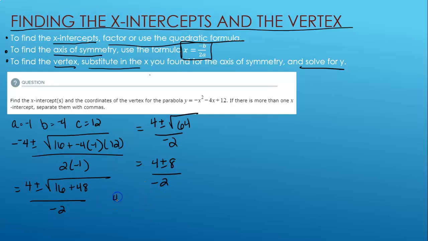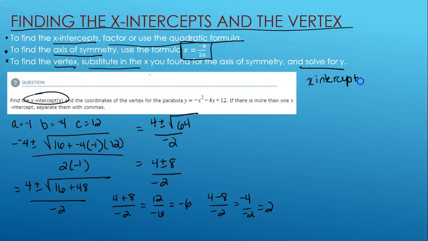Now I'm going to split this up into two problems to find the zeros. 4 plus 8 divided by negative 2 becomes 12 divided by negative 2, which is negative 6. And 4 minus 8 divided by negative 2, so 4 minus 8 is negative 4, divided by negative 2, which is positive 2. So your zeros, the x-intercepts, so far we found are negative 6 and 2.